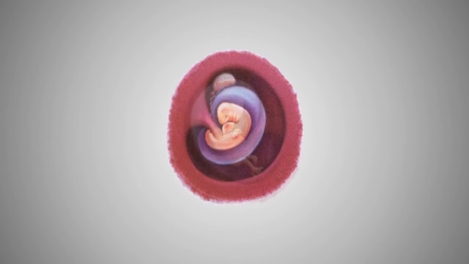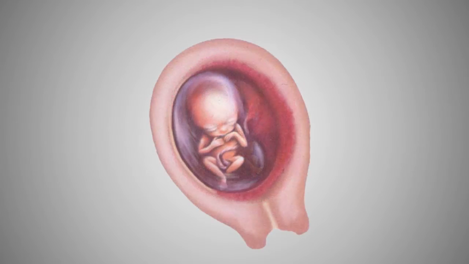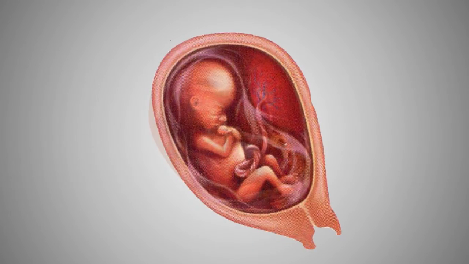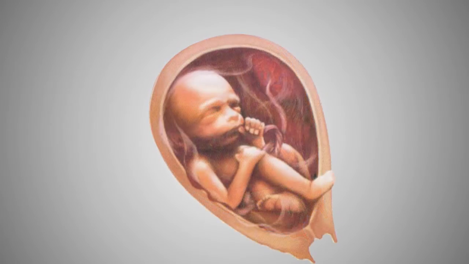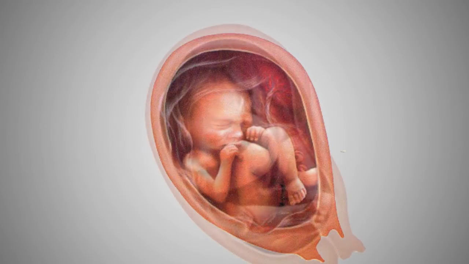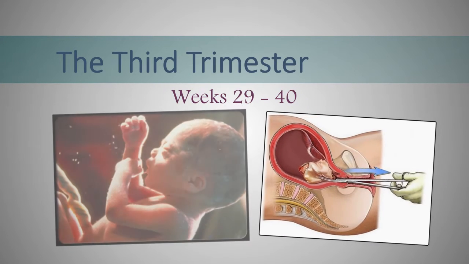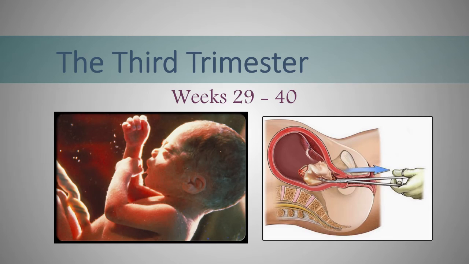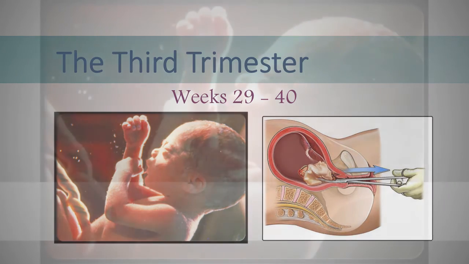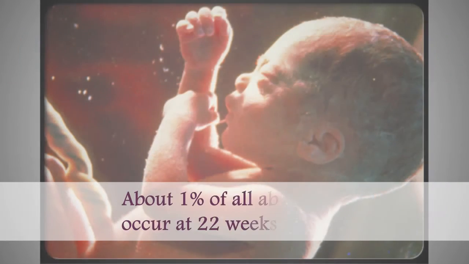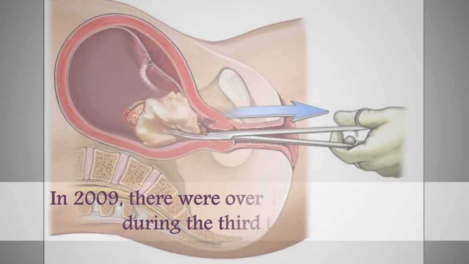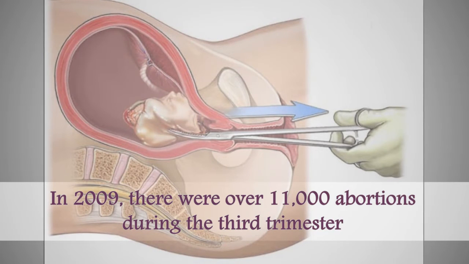Knowing the abortion procedures is important, but this knowledge is incomplete without the understanding of what is happening inside of the uterus at the time of the abortion. Let's explore the 3 trimesters, working backwards from the least to most common stage to get an abortion. The 3rd trimester covers weeks 29 through 40. At this stage, D&E is used. About 1% of all abortions occur at 22 weeks or over. In the year 2009, there were over 11,000 abortions during the 3rd trimester.